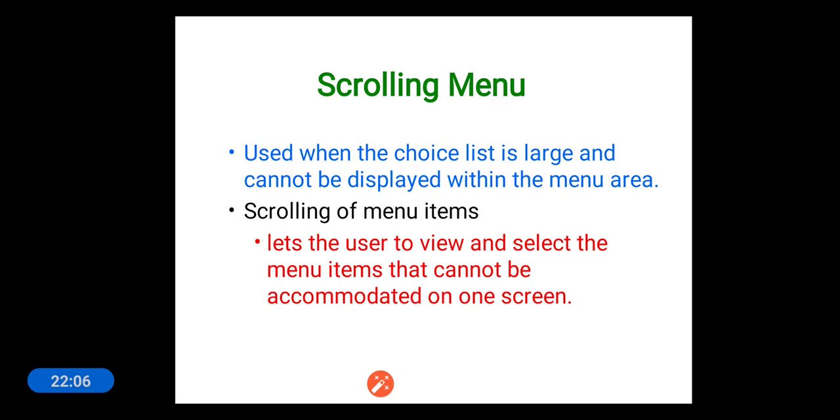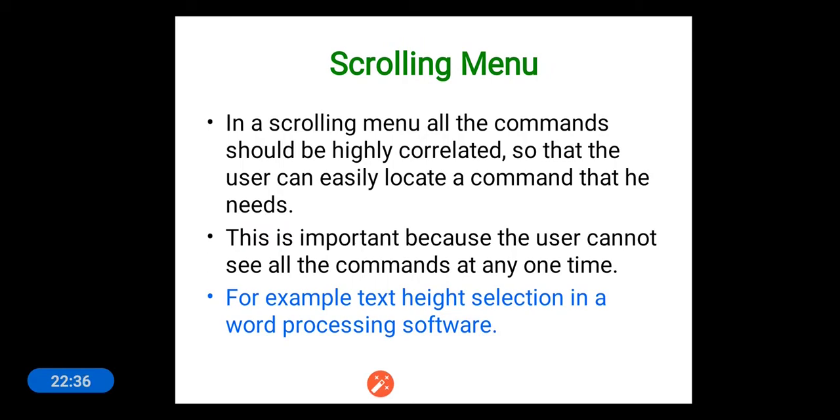This menu is used when the choice list is large and cannot be displayed within a menu area. The scrolling of menu items lets the user view and select menu items that cannot be accommodated on one screen. So if the list of menu items is large, and all those items cannot be accommodated in a single screen, we can go for a scrolling menu. I will show you one example now.